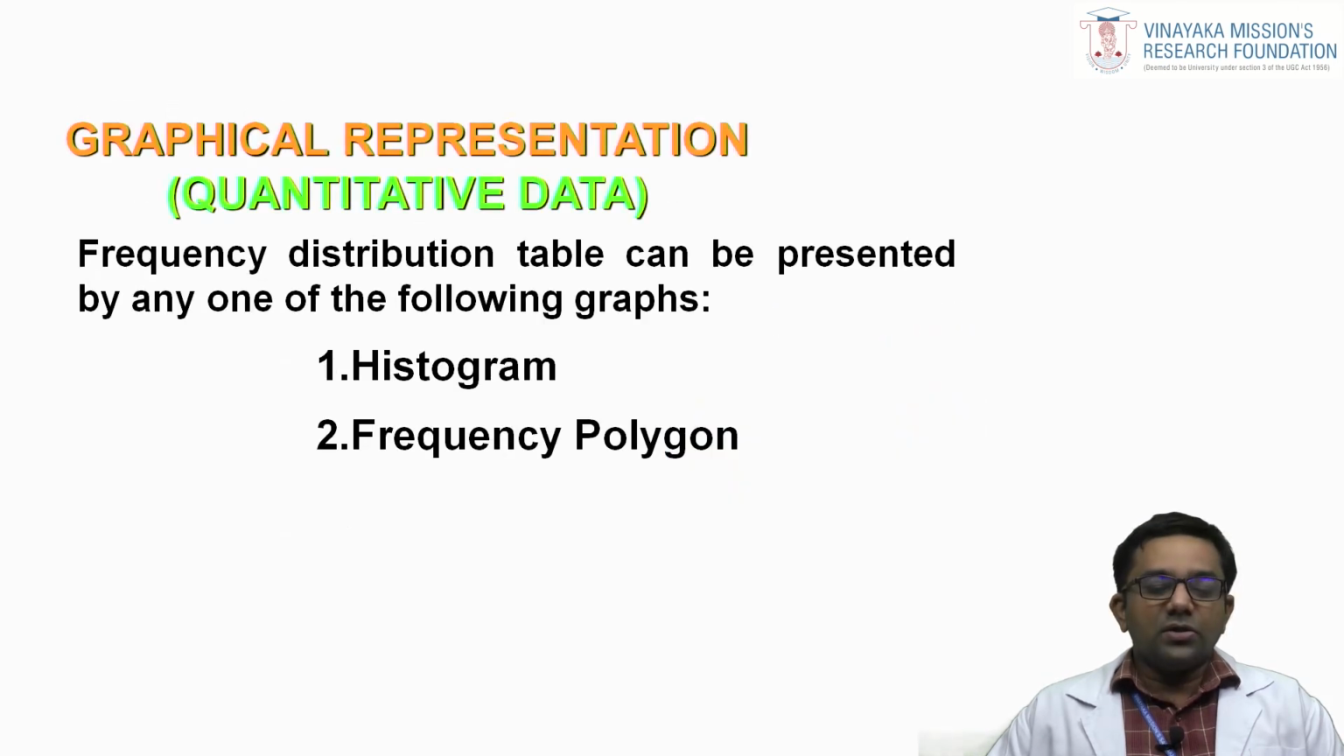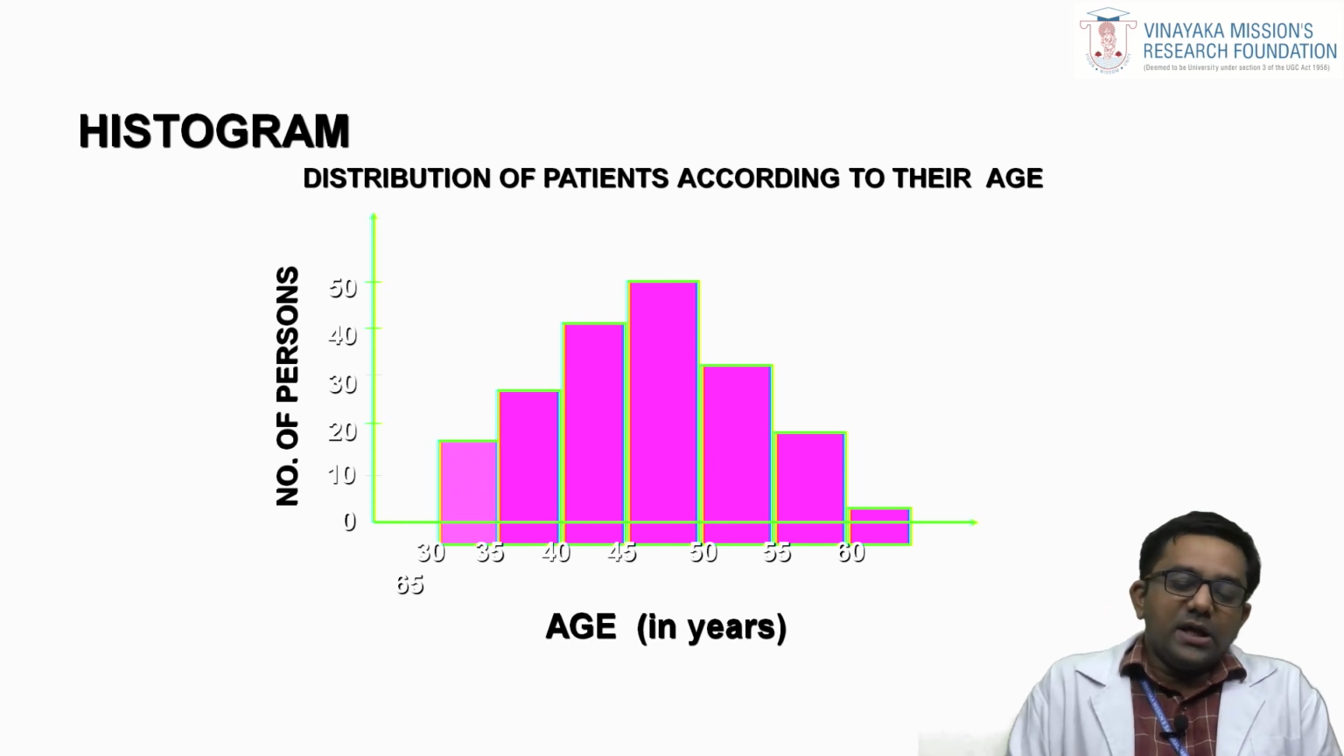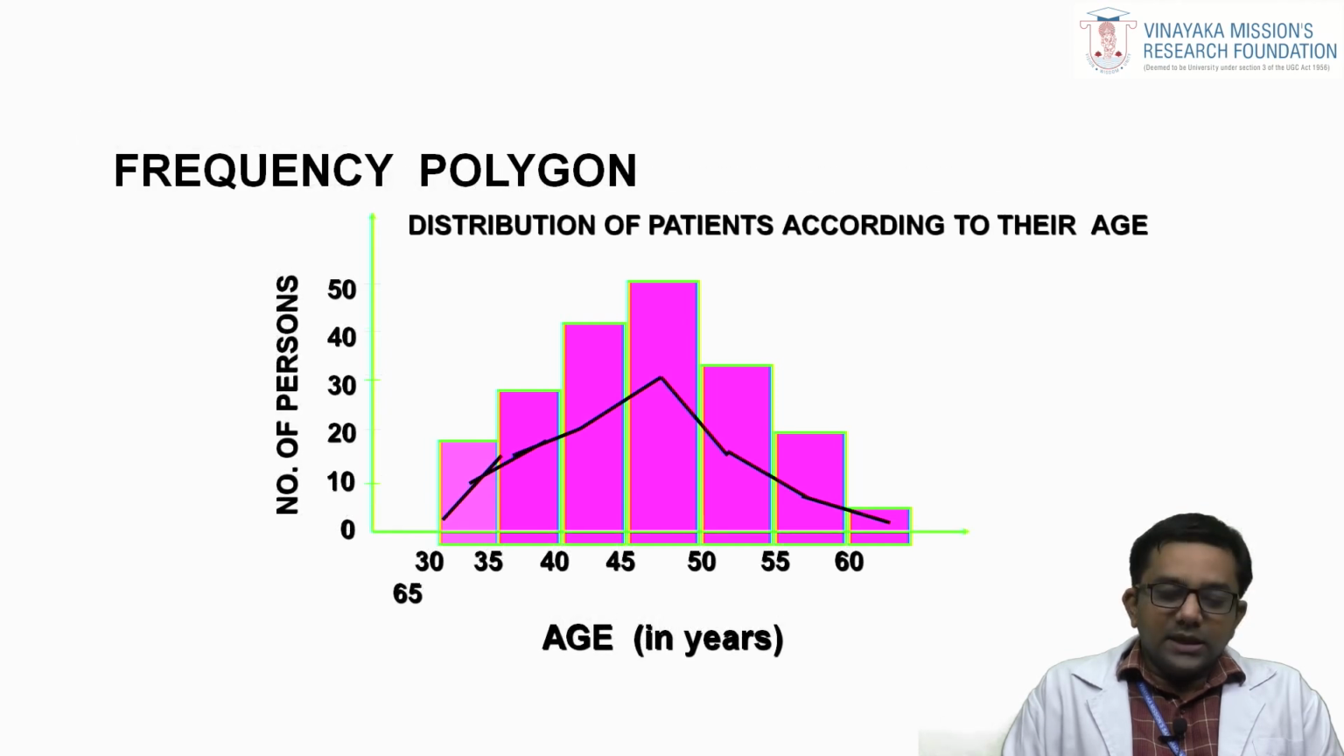Under graphical representation of data, you have a histogram and frequency polygon. So, what is a histogram? A histogram is nothing but the distribution of patients according to the age group. When we plot the distribution of participants according to the age group, we get a diagram like this, and that becomes a histogram. In the same histogram, when the midpoints are connected, that becomes a frequency polygon.